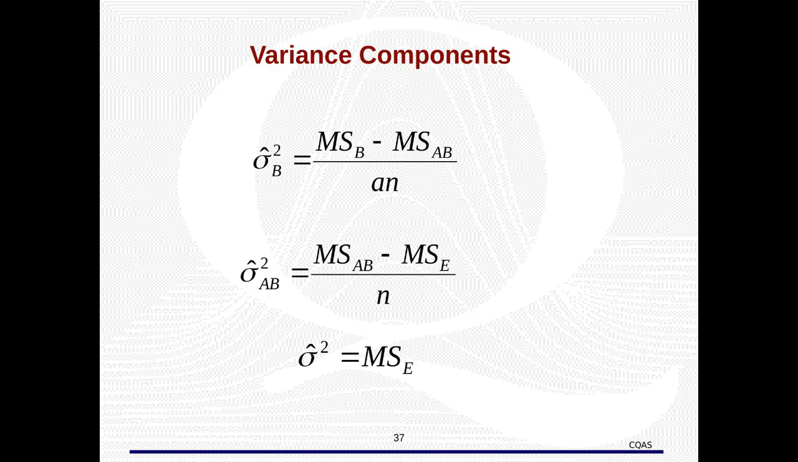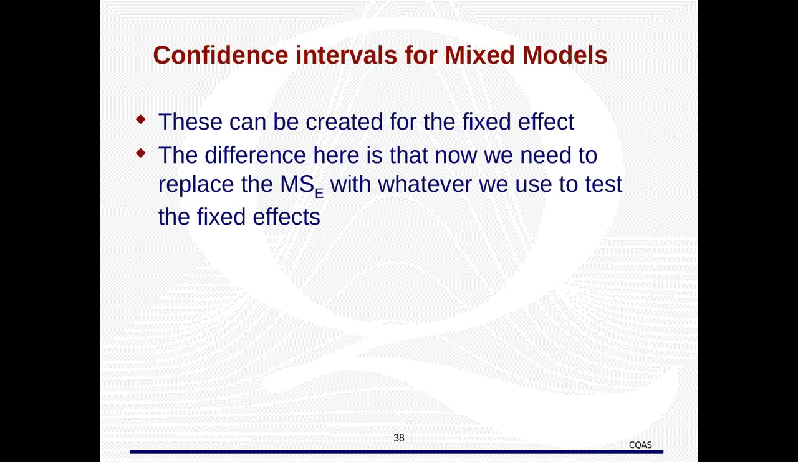Now that we've covered variance components, let's move on to constructing confidence intervals for mixed models. This is an essential concept in statistical analysis, as it allows us to quantify our uncertainty about the fixed effects. To create a confidence interval for a fixed effect, we need to replace the traditional mean squared error with a more appropriate estimate that takes into account the random effects.